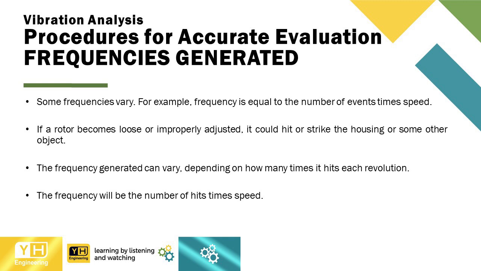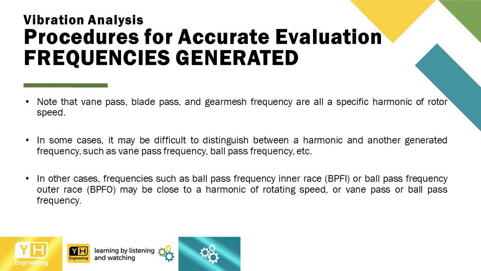Some frequencies vary. For example, frequency is equal to the number of events times speed. If a rotor becomes loose or improperly adjusted, it could hit or strike the housing or some other object. The frequency generated can vary, depending on how many times it hits each revolution. The frequency will be the number of hits times speed. Note that vane pass, blade pass, and gear mesh frequency are all a specific harmonic of rotor speed.